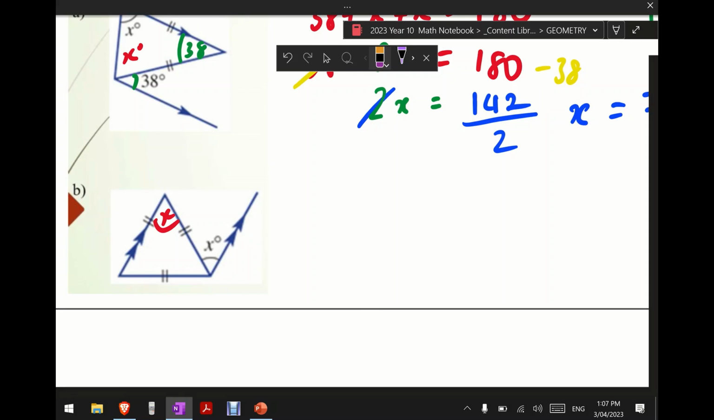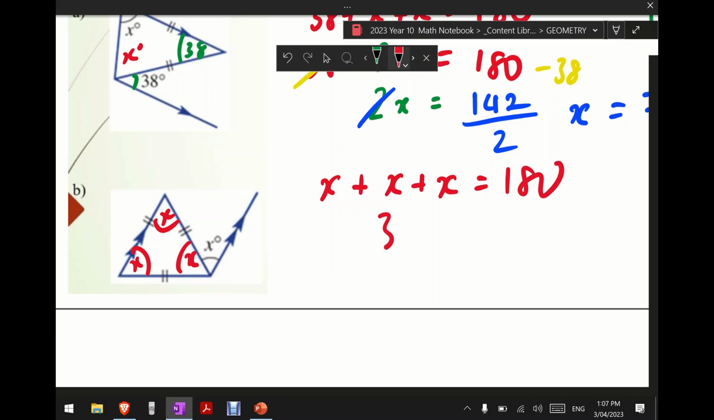What should they all equal? 3x. 180. So Tommy's right. It becomes 3x equals 180. So what do I do now? Divide by 3. You guys are good at this. Very nice. There you go. X is 60. And then you'd write equilateral triangle.